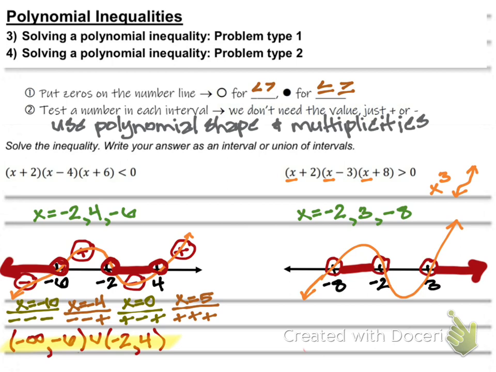So my interval is negative 8 to negative 2, union 3 to infinity. That's my answer. They all get parentheses because that was just a greater than, right? If it were greater than or equal to, they'd be closed circles and they'd get a bracket.